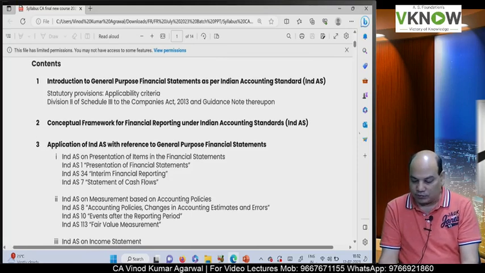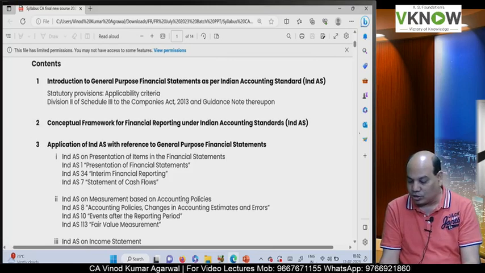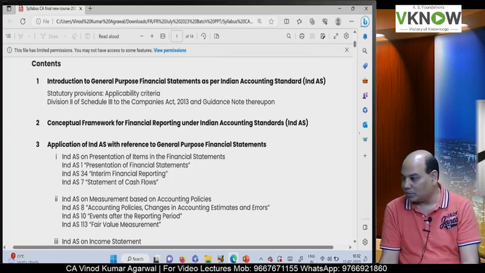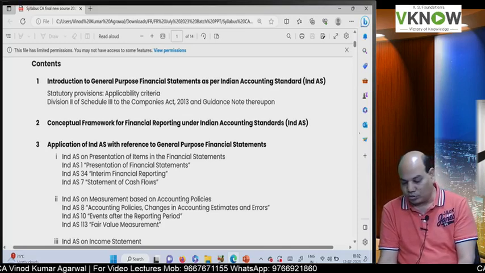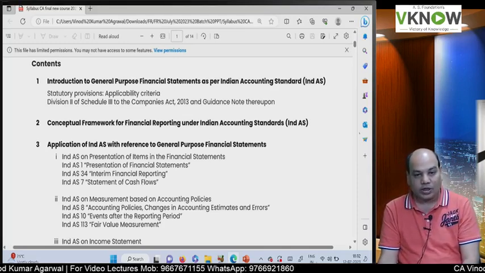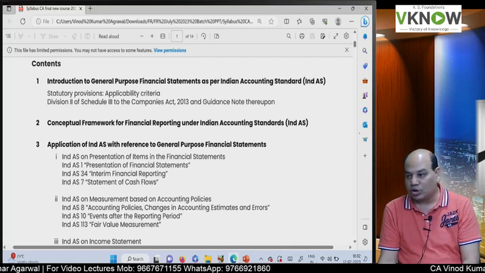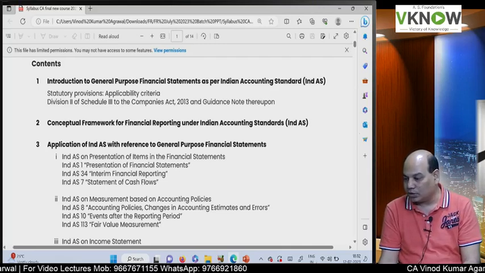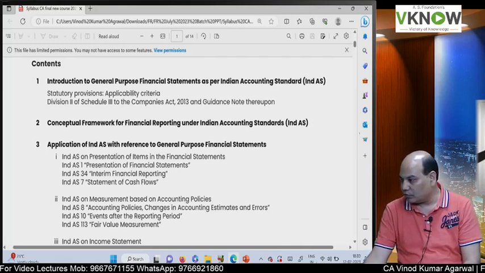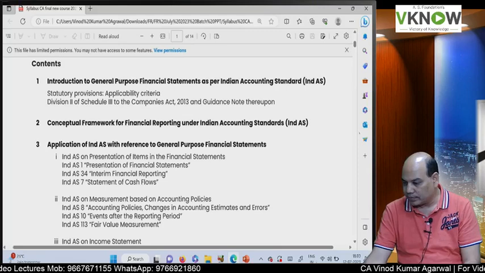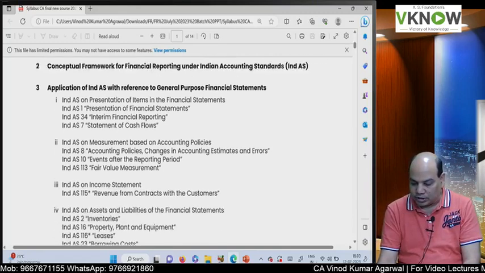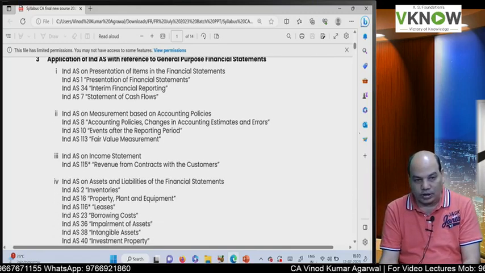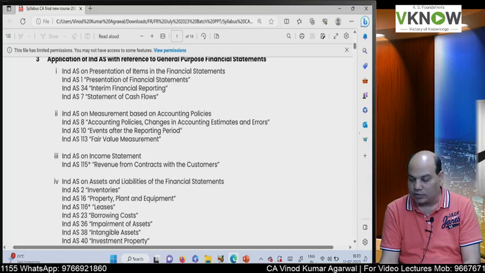The first part of the syllabus is Introduction to General Purpose Financial Statements as per Ind AS. This will first cover the applicability of Ind AS and the Division 2 of Ind AS. These 2 topics we are going to start today and tomorrow. Then after that there is a theory topic which is Conceptual Framework for Financial Reporting. Then we have Ind AS. Which are the Ind AS applicable to you? Ind AS 1, Ind AS 34, Ind AS 7.